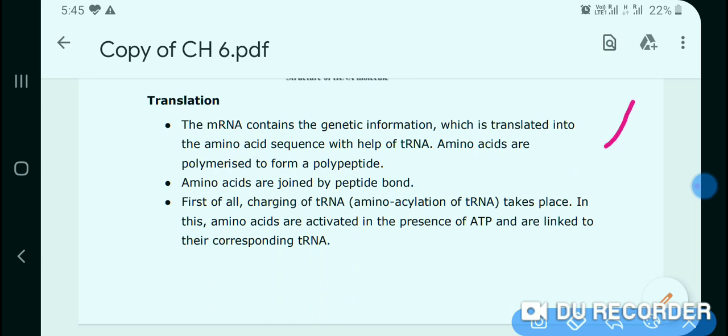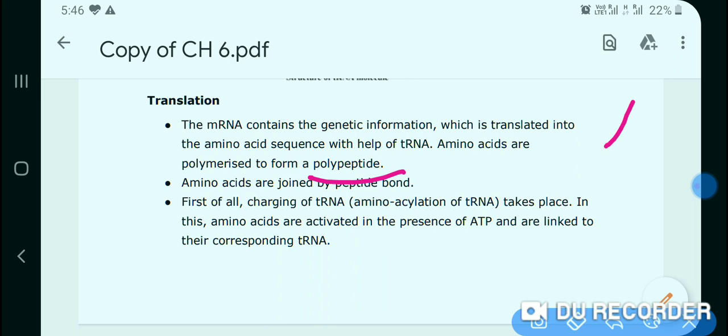You also know that amino acids are joined with peptide bond. How does translation initiate? First of all, charging of transfer RNA. What is the charging of transfer RNA? Amino acylation of transfer RNA. Charging of transfer RNA is also known as amino acylation of transfer RNA.